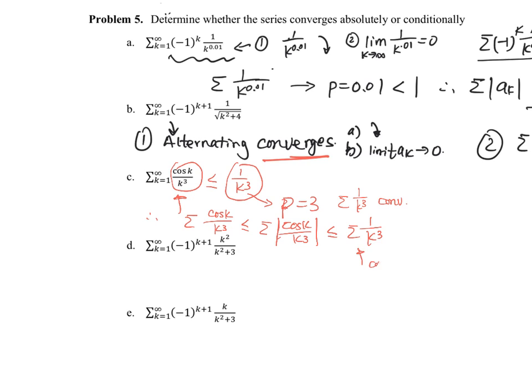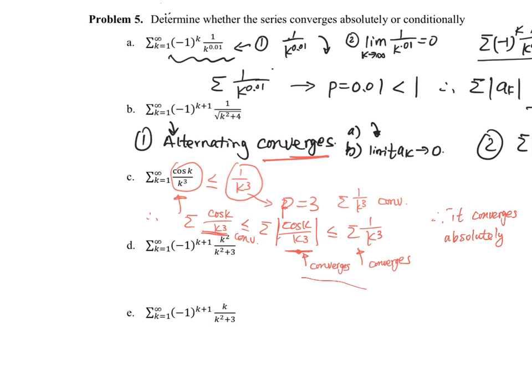Now, because this one converges, all these must converge. This must converge, this must converge, right? This also converges, and this also converges. And you do see that from here, the sum of the absolute value converges. Therefore, the series converges absolutely. Okay.